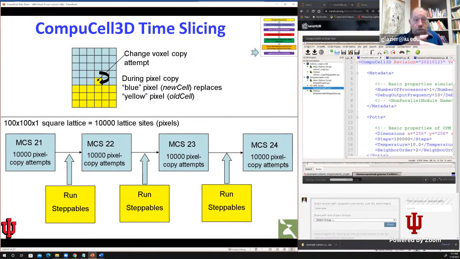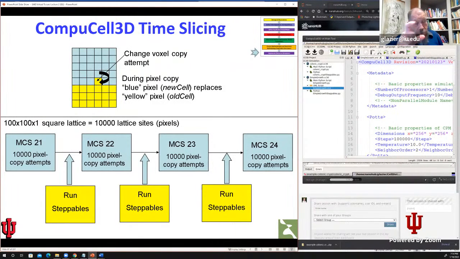And so a CompuCell simulation will consist of sweeping the cell lattice with one update attempt worth of updates per lattice site. And then we will stop. We'll leave the lattice configuration alone. We'll do everything else that we want to do. And then we'll do the updates again for the spatial configuration.